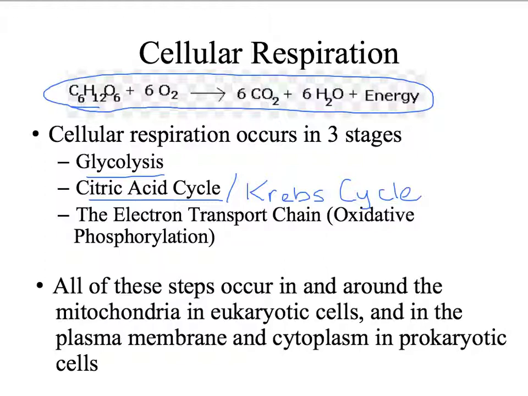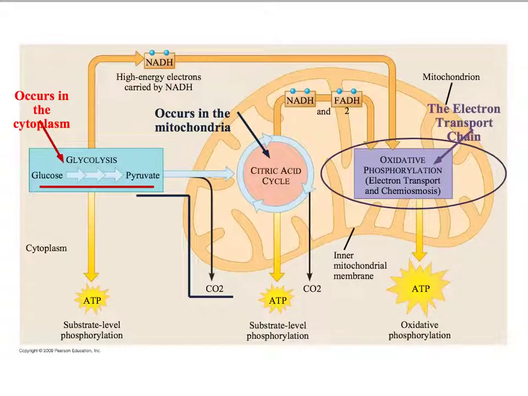All of these steps are going to occur in and around the mitochondria in eukaryotic cells, and in the plasma membrane and cytoplasm in prokaryotes. So we're going to look at a little diagram of where all this happens. If we look at our handy dandy chart here, glycolysis is actually going to start off in the cytoplasm, and then you're going to have your citric acid cycle, also your Krebs cycle, that is going to take place within the mitochondria, and the electron transport chain is also going to occur in the mitochondria.